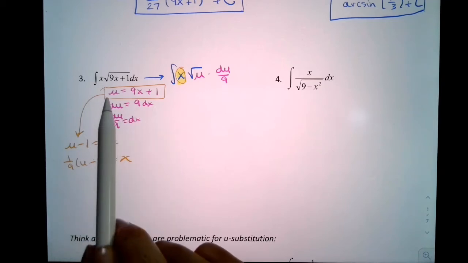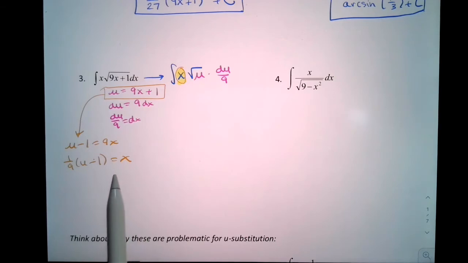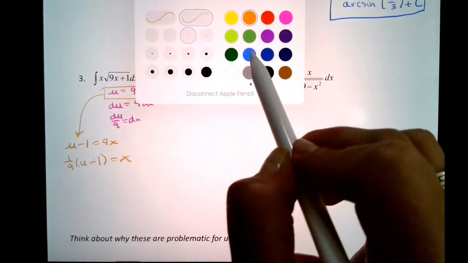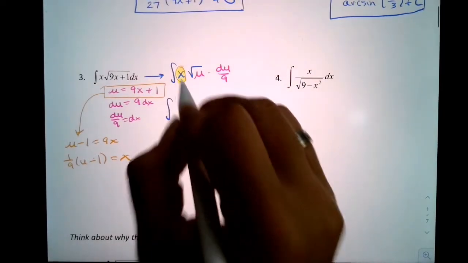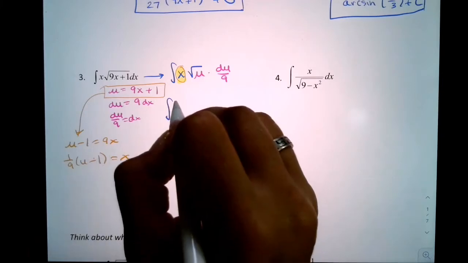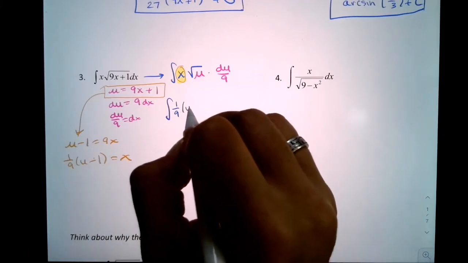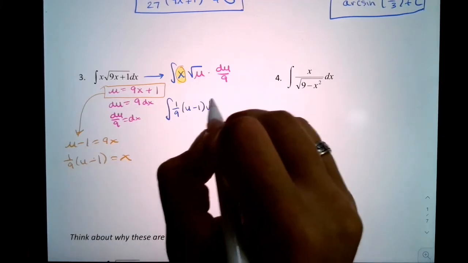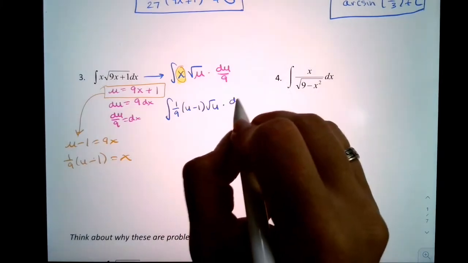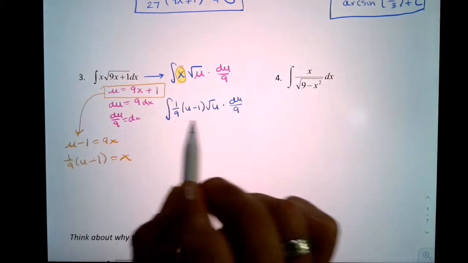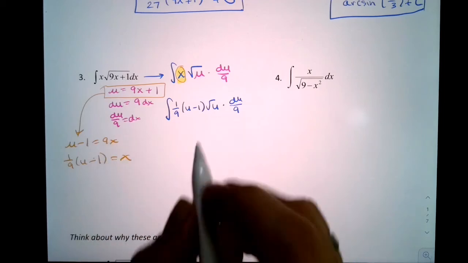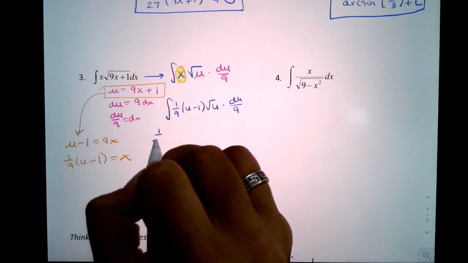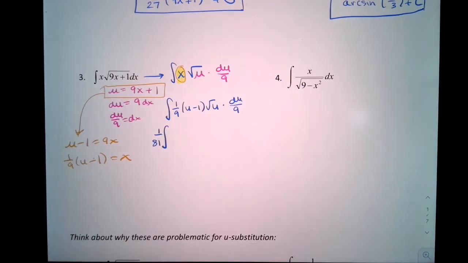If you're the one that said that u was 9x plus 1, well then you can maneuver this around and have an equivalent replacement for x. So I'm going to use that. In place of that x there, I'm going to write this 1/9 u minus 1. I still have the square root of u there, and then I have this extra du over 9. So I'm just going to pay attention to those coefficients. I'm going to dump both of those outside the integral. That would be 1 over 81 as a coefficient on the outside.